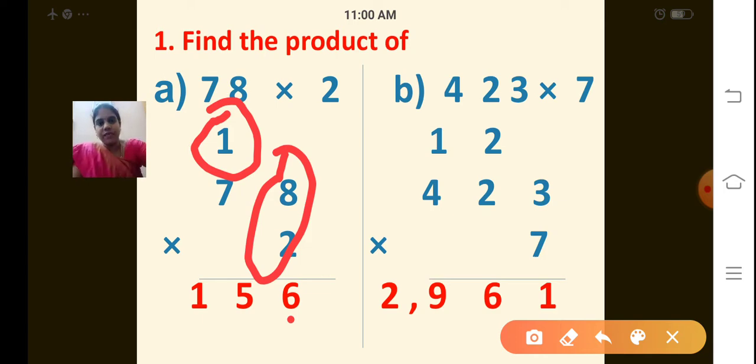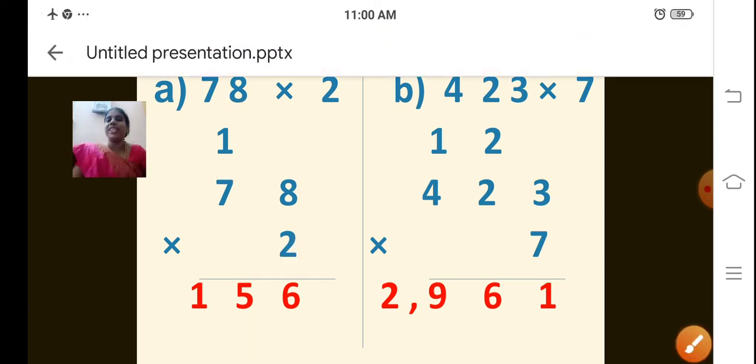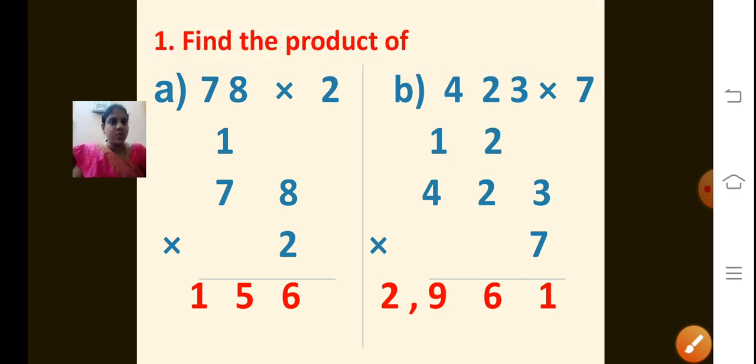Now take the digit at the tens place. What digit do I have at the tens place? 7. Now you multiply 7 by 2. 7 2s are 14. And you add this carry over. 14 plus 1, 15. So the answer is 156.